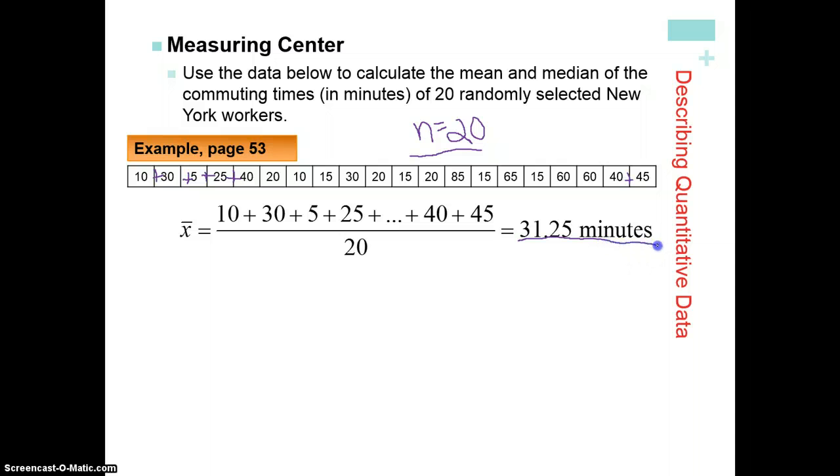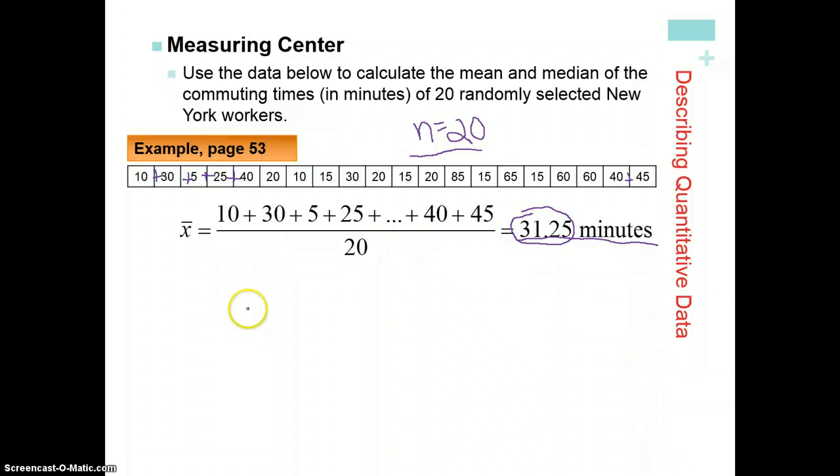So what we would say is our average commuting time for people that work in New York City is 31 minutes and 15 seconds, or 31.25 minutes. You have to be that exact. You could leave it as this right here, but you want to make sure that you talk in context.